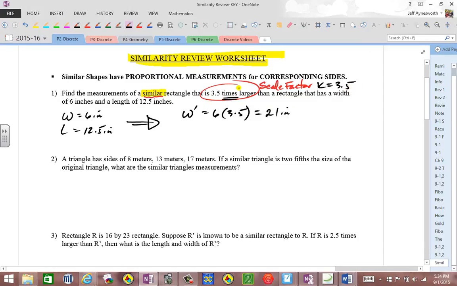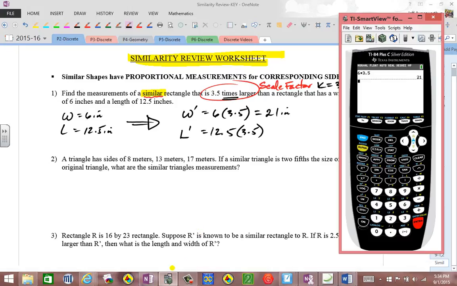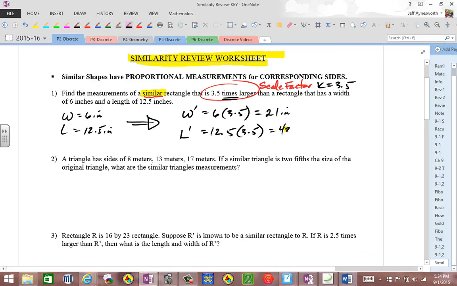And L prime is 12.5 times the scale factor, because we're growing here. This thing's enlarging. This one's a little bit more difficult to do in your head, so let's kick in the calculator. 12.5 times 3.5, and you get 43.75. So 43.75 inches in length. This is the new rectangle that's, like I said, 3.5 times as big.